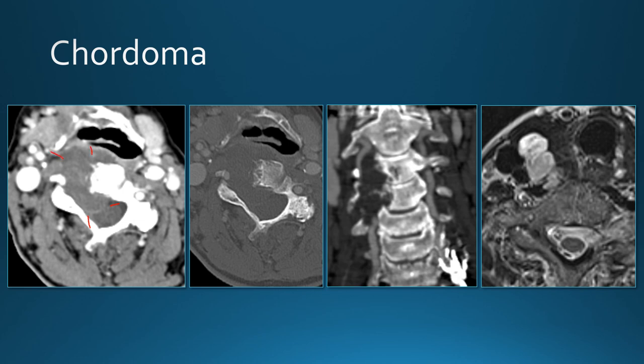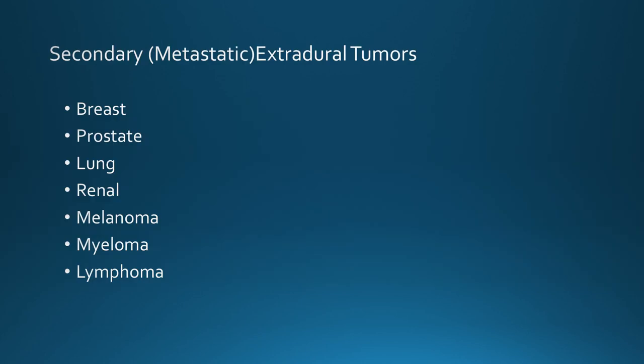Notice here that it involves two adjacent vertebrae. This lesion just goes from one to the next. T2 weighted images, remember it has a very high signal on T2 weighted images. Secondary or metastatic extradural tumors, the typical players here.